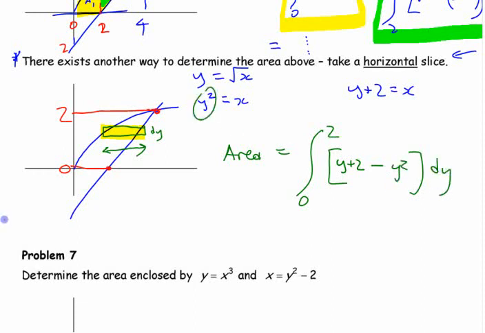dy, right? This is the key here: you're doing this to the other axis. These have to be y values. These have to be functions of y. This has to be dy. Why? Why is it y?